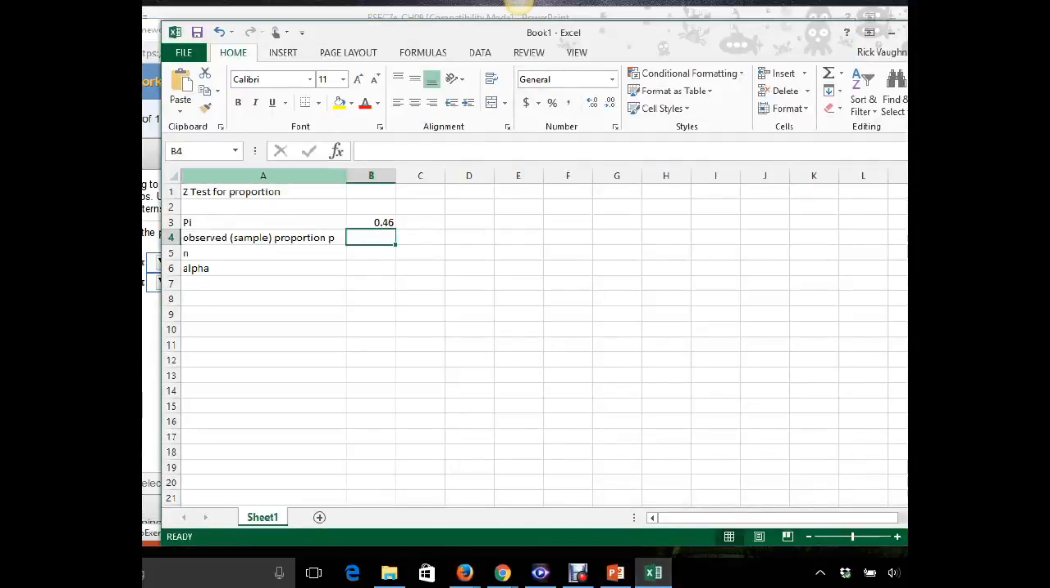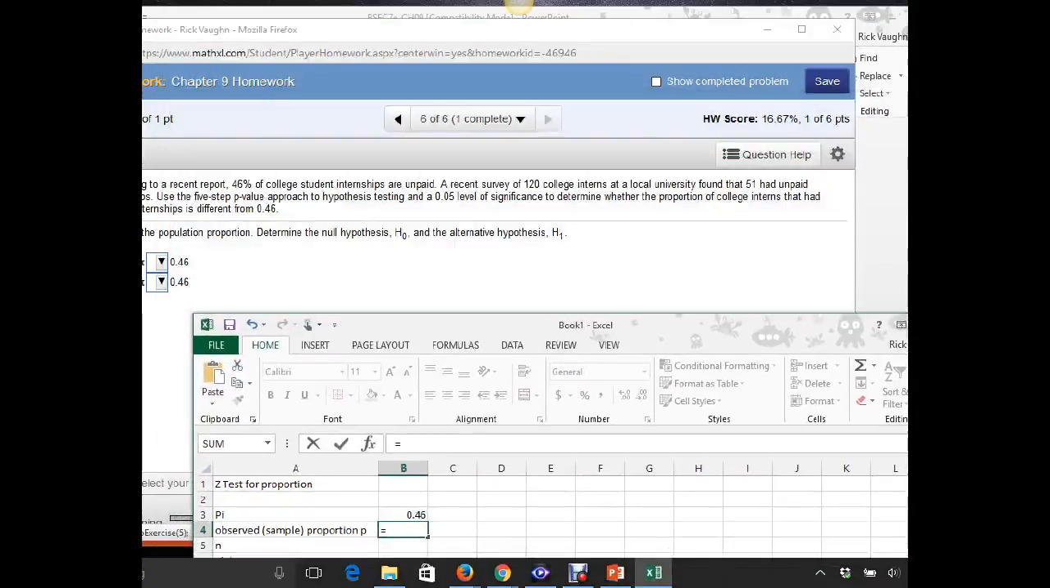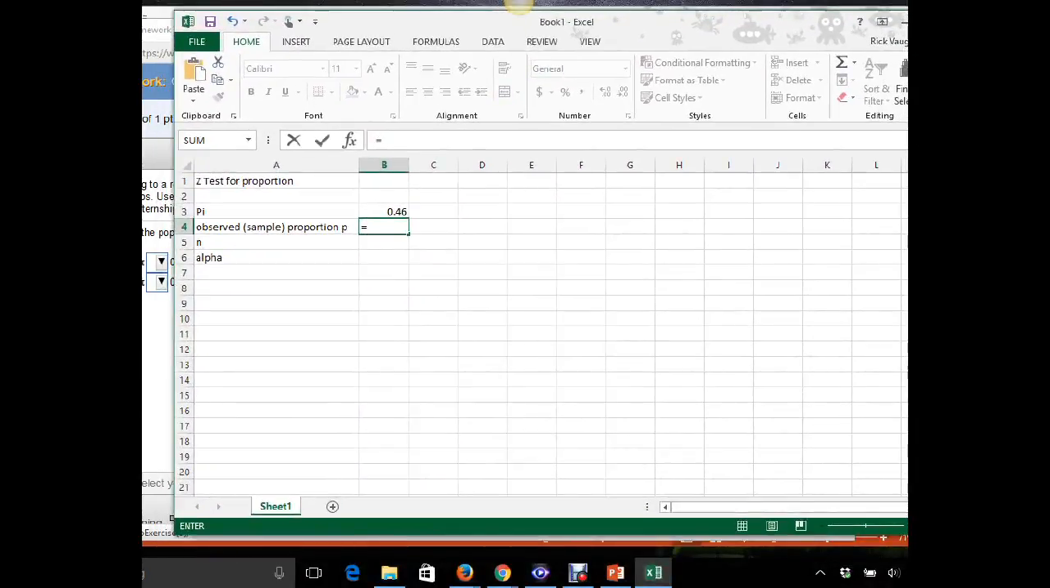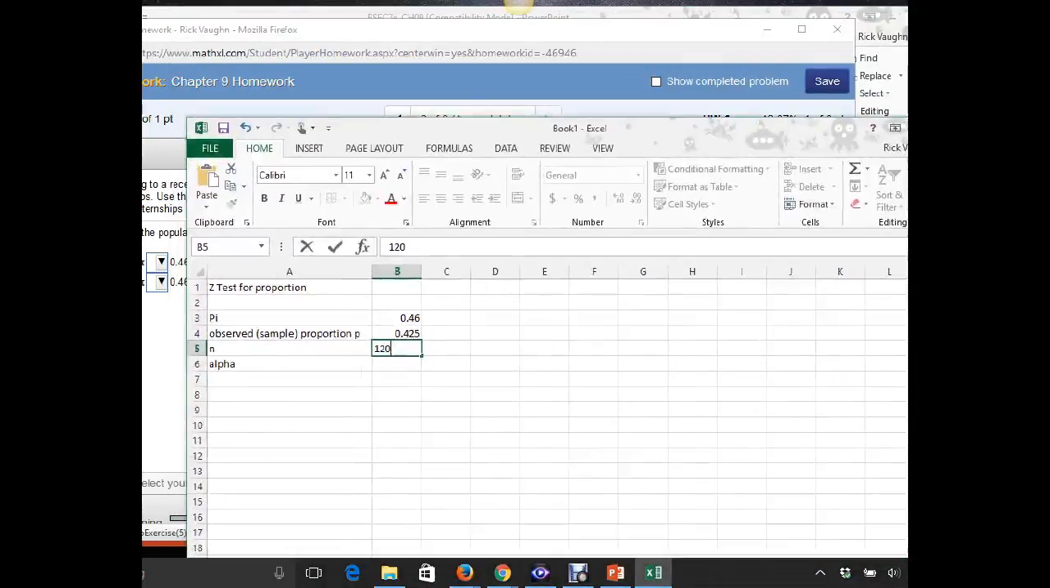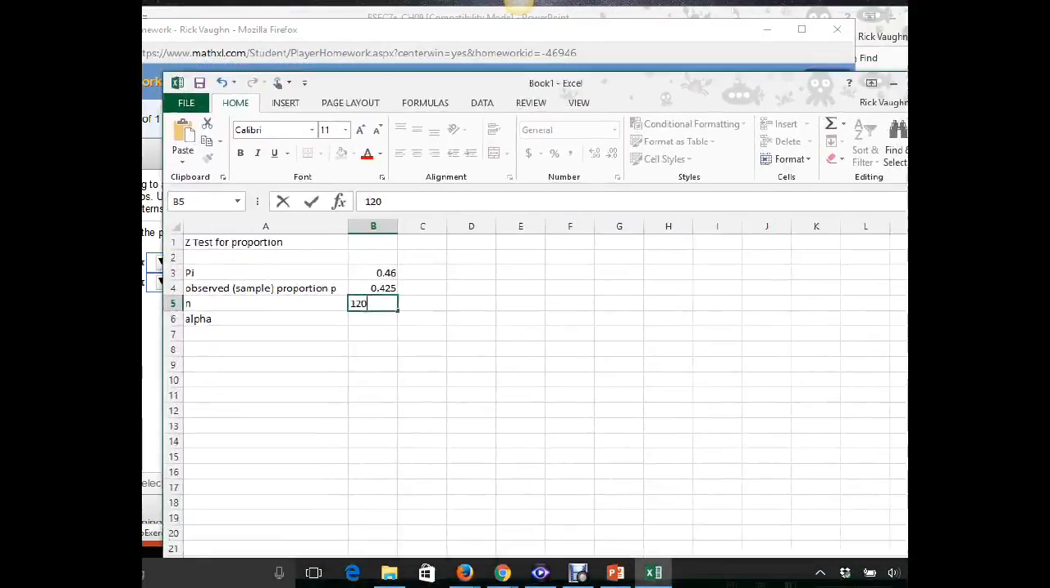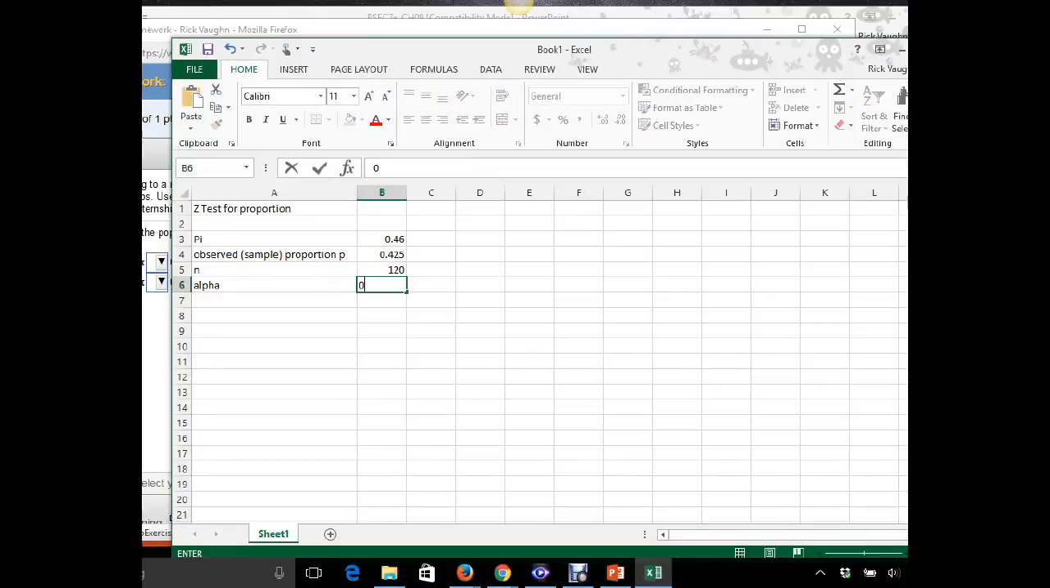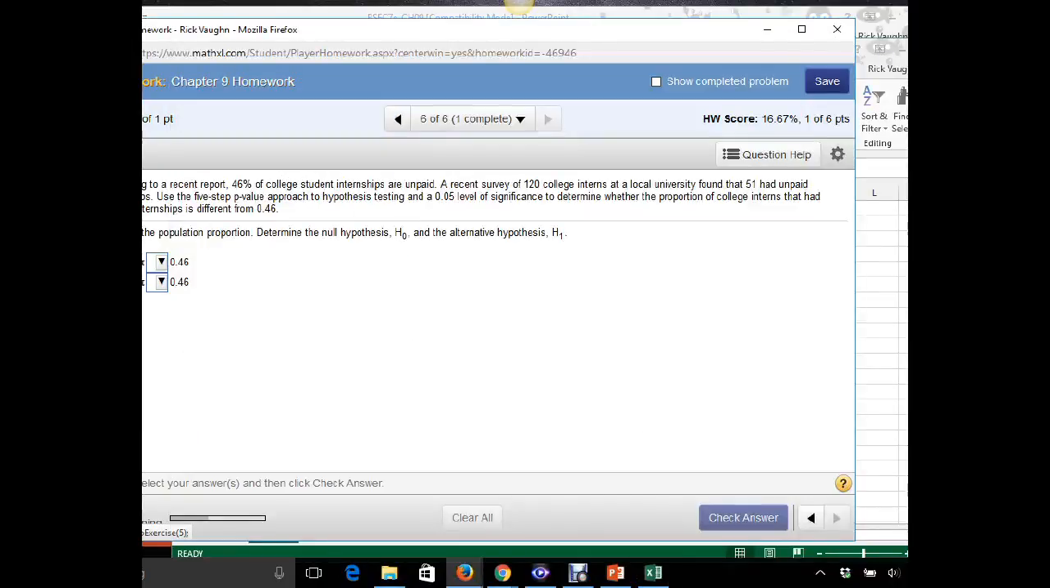So once again, I've just pre-populated a few things into Excel. Here's our pi, the 0.46, and the observed proportion. I can just compute it right here in Excel. I can say equals 51 out of 120, and it'll compute the decimal for me. The N is the 120, that's our sample size. And the alpha value is going to be 0.05. Okay, so the Excel sheet's ready to go.